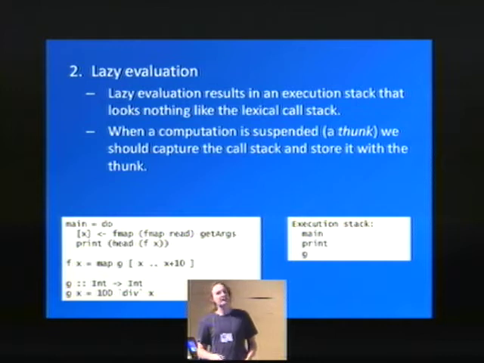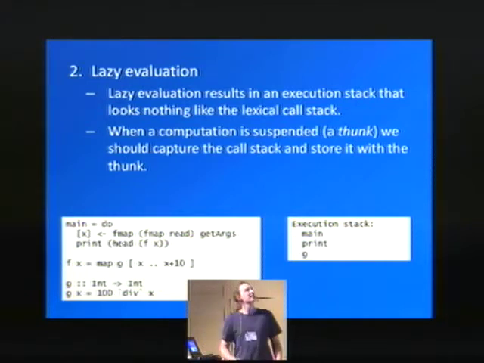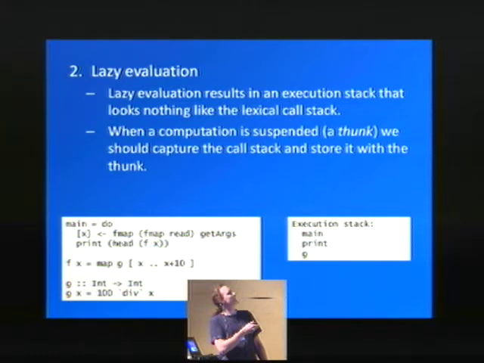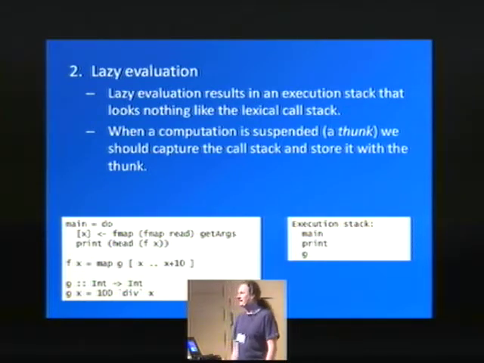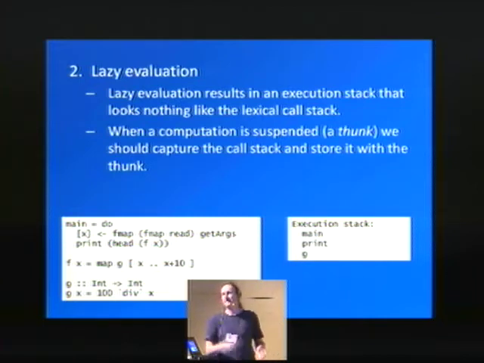Another problem that gives rise to very strange looking stacks is lazy evaluation. So here's another example. If we print the head of a call of f applied to x, and f is a function that maps g over a list, and one of those calls to g in the result of map is going to divide by zero, we might like to know that main called f and f called map and map called g and g is a thing divided by zero, but in fact we see that main called print and print called g, because g was a suspended computation returned by the call to f and it ended up being forced by the call to print. Right, so we've lost some information there, and this is not the only strange thing that can happen with lazy evaluation. The stack gets jumbled around all over the place.